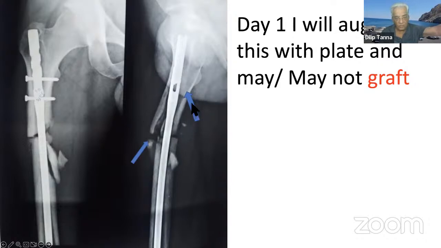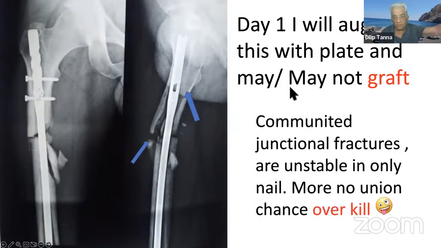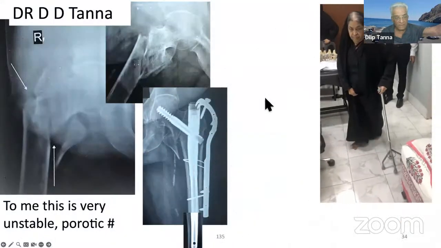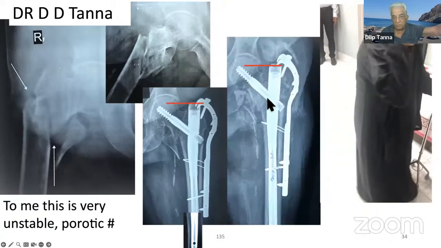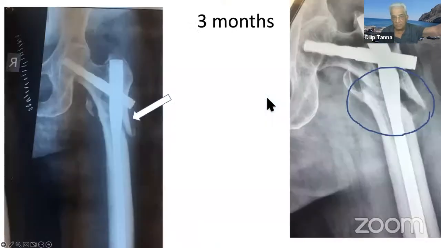So in this sort of a situation, on day one, I'll augment this with the plate and may or may not graft. Mostly, there will be no grafting over here, but I'll augment with the plate, which I feel is absolutely necessary in this proximal fragment. Comminuted junctional fractures are unstable with only nailing. So more non-union chances. So overkill, put in an adjuvant plate, and you will not have a regret. This fracture, I put in an adjuvant plate, the patient walks about almost immediately, and there is no problem with that, the fracture heals up.